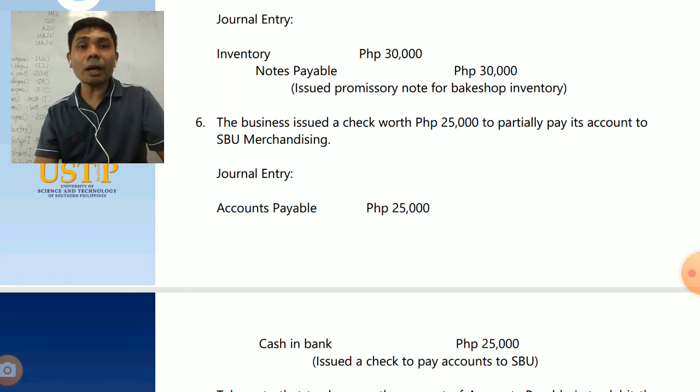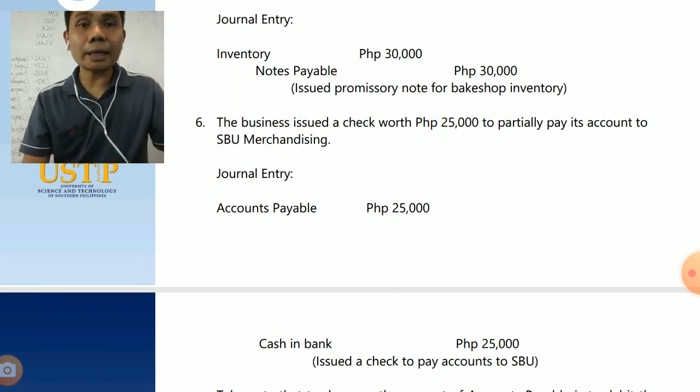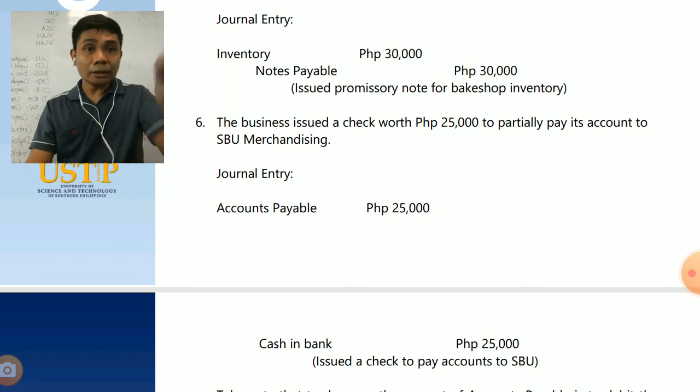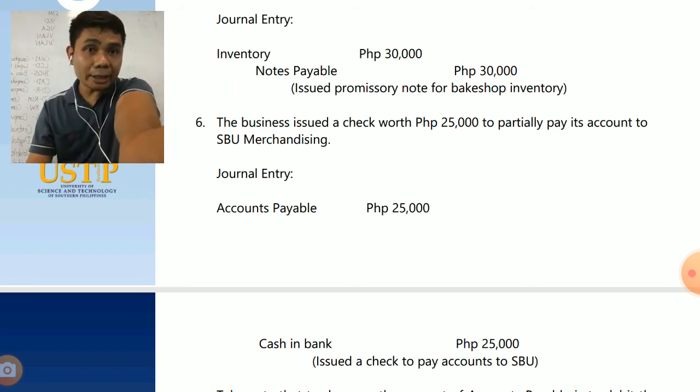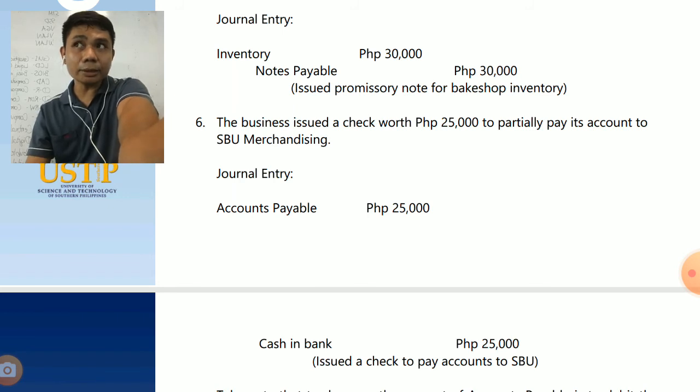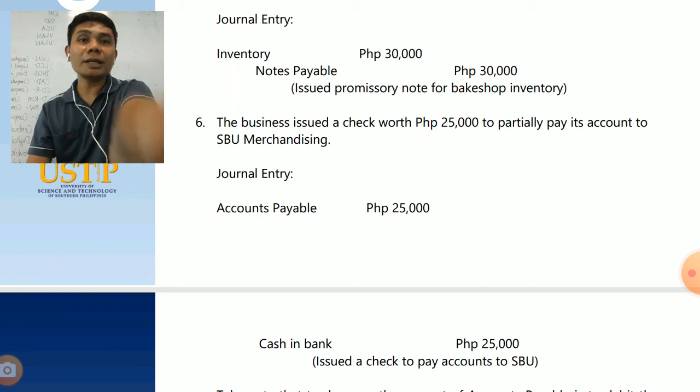Remember, payable is a liability. A liability has a normal balance of credit. We credit it when it increases, but this one is a decrease because your debt has been paid. So you debit it to signify a minus to your debt.